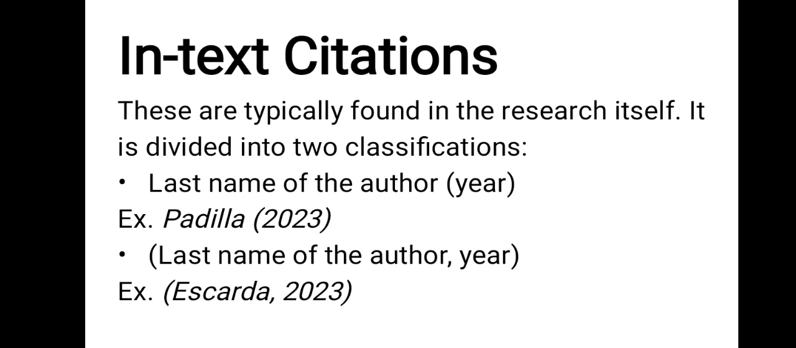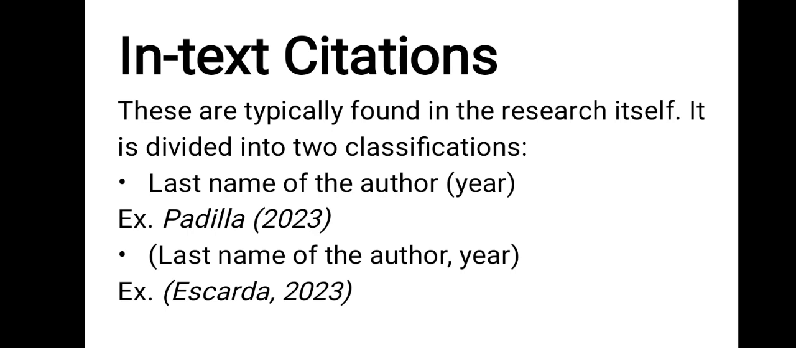First is in-text citation. In-text citations are typically found inside the main body of the research. There are two kinds of in-text citations. First, you place the last name of the author outside of the parenthesis, and inside the parenthesis is the year of the book's publication, or when the book was published or created. For example, Padilla (2023). You only use the last name.